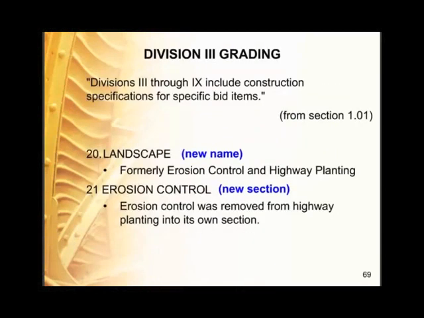Division 3, grading. Divisions 3 through 9 include construction specifications for specific bid items. So we'll start with grading, Division 3, and we have Section 20, landscape. It's a new name. It used to be called erosion control and highway planting. And now we have a new section, Section 21, erosion control. Erosion control was removed from highway planting into its own section.